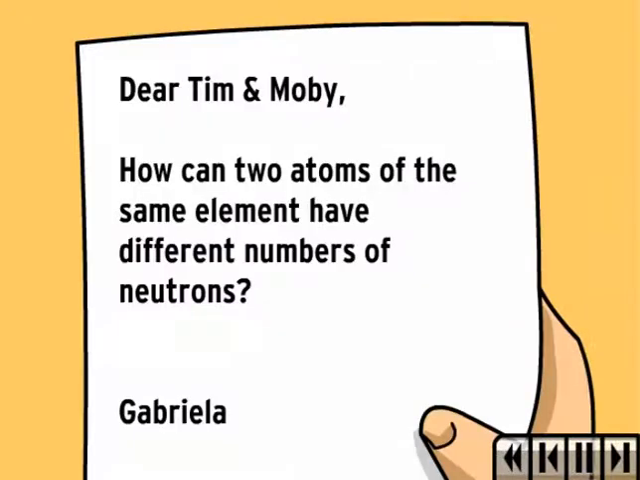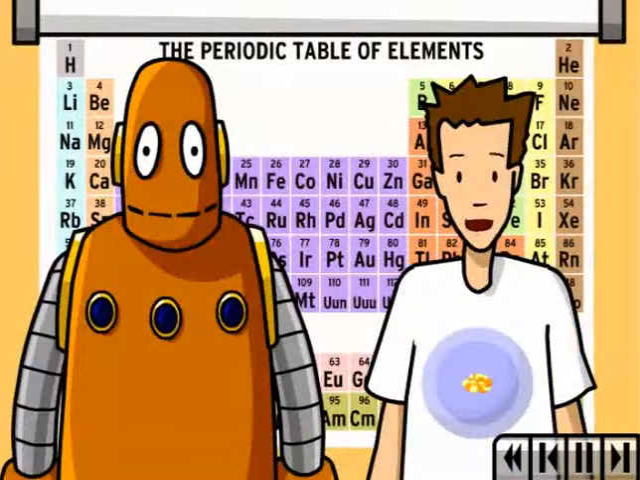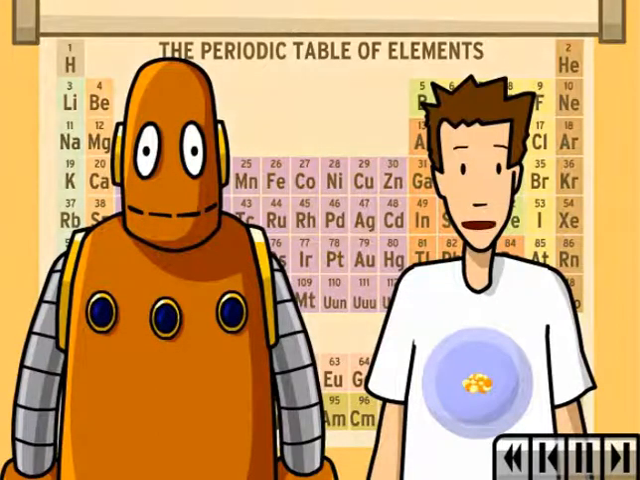Dear Tim and Moby, how can two atoms of the same element have different numbers of neutrons? From Gabriella. Whoa, good thing we've got the periodic table of elements handy. Let's look at an element as it's represented on the table. How about, say, chlorine?